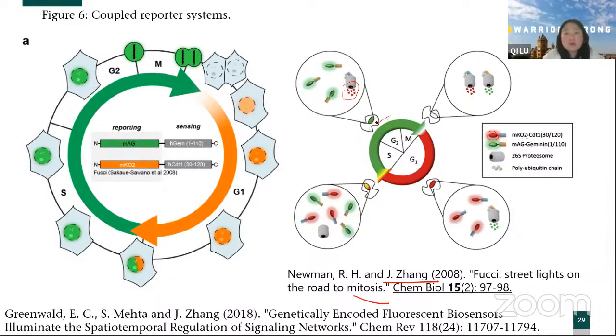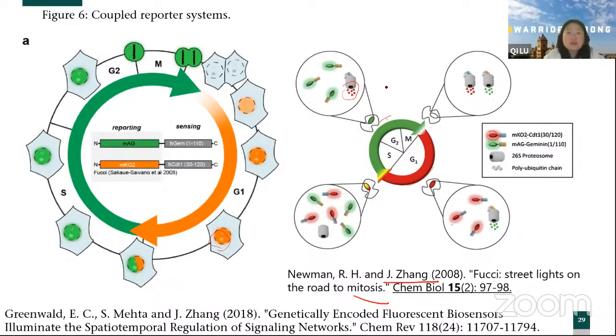So in the nucleus, it's green. But after turning to the M phase, both of the probes are degraded, and then there's no light. So it's dark. During the G1, the green will be degraded, and only MKO2 will be preserved, so the nucleus will show an orange color. And when transferring from G1 to S, both red and green colors are preserved, and these cells will show a yellow color. So this is pretty cool.